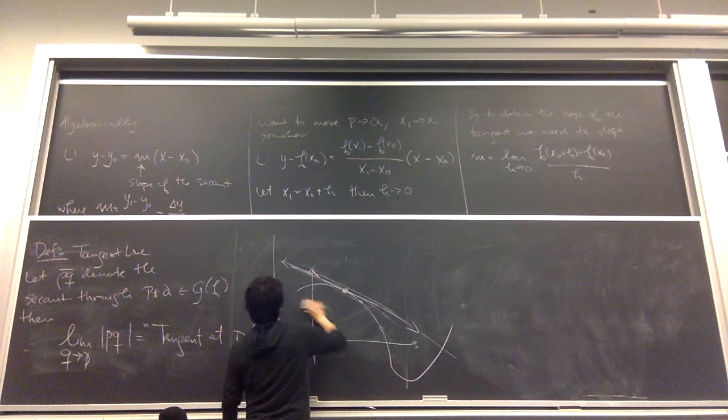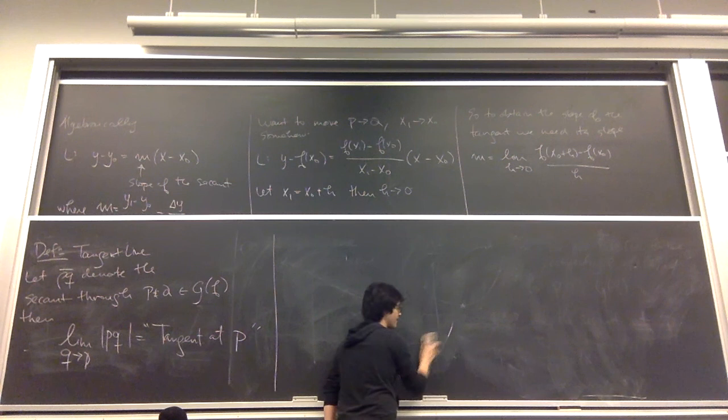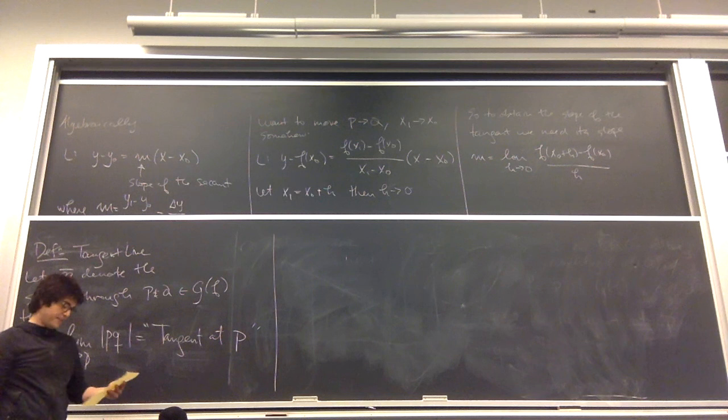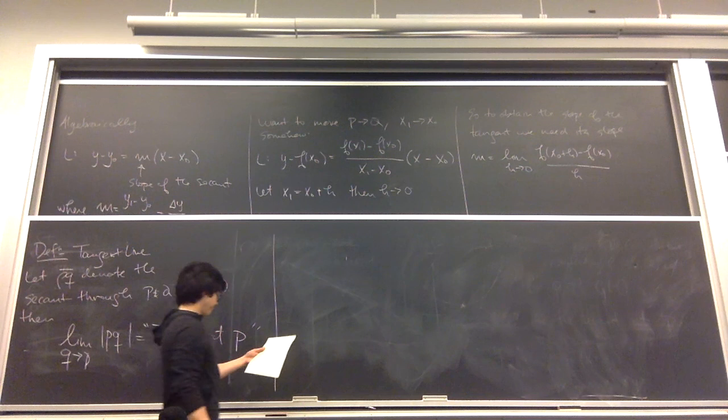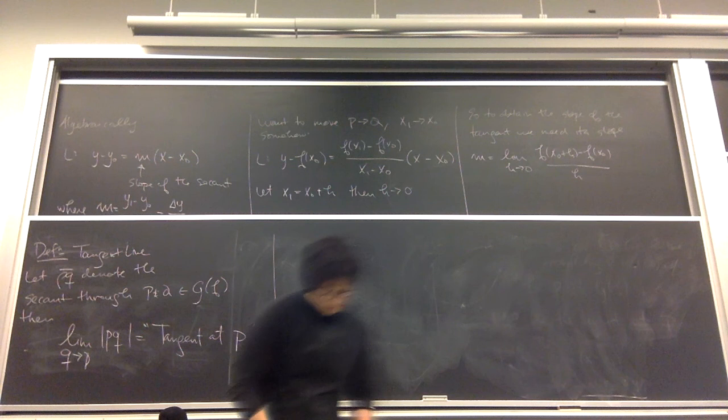Tomorrow I'll give you some physical ways of interpreting the tangent using velocity and acceleration in some physics. For now, we sort of have to focus on the theory of it. Okay, so let's do an example. Maybe that will clarify things. Or maybe I should define derivative first. Let's define derivative first. A couple more definitions, then we'll do some examples.